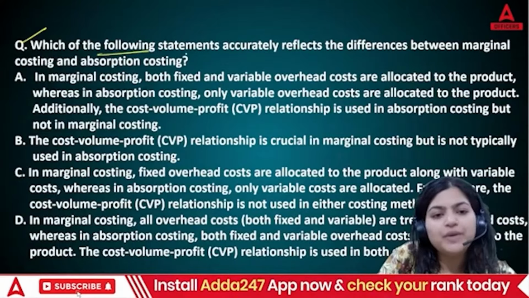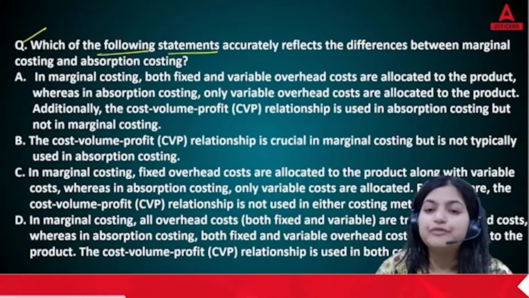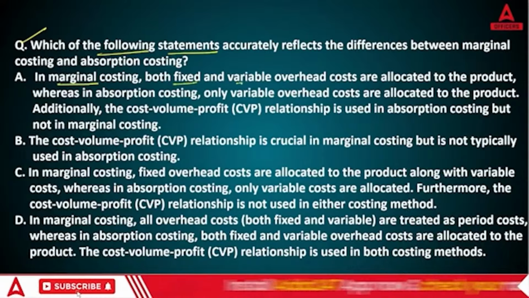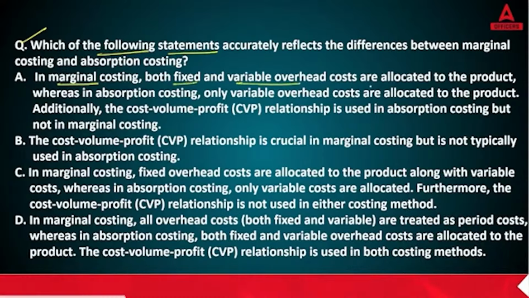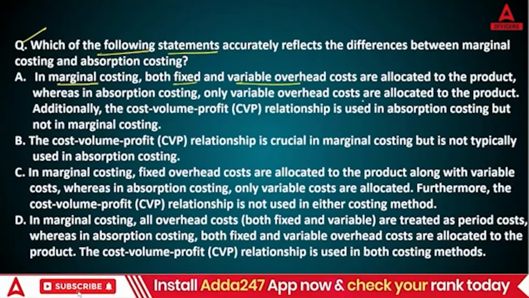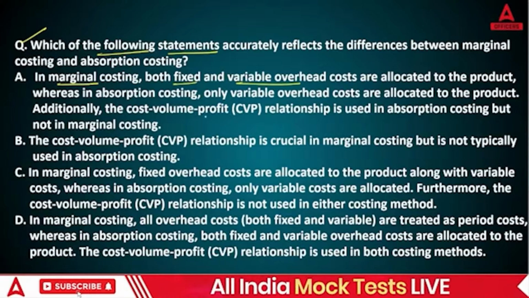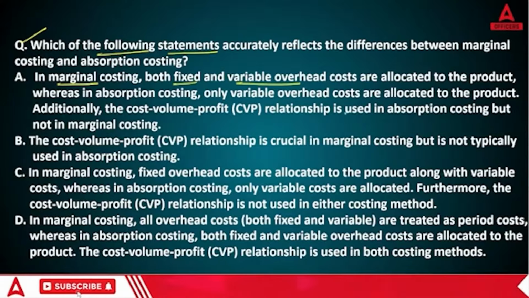Now, which of the following statements accurately reflects the difference between marginal costing and absorption costing? Option A. In marginal costing, both fixed and variable overhead costs are allocated to the product, whereas in absorption costing, only variable overhead costs are allocated to the product. Additionally, the cost volume profit CVP relationship is used in absorption costing but not in marginal costing. B. The CVP relationship is crucial in marginal costing but is not typically used in absorption costing.